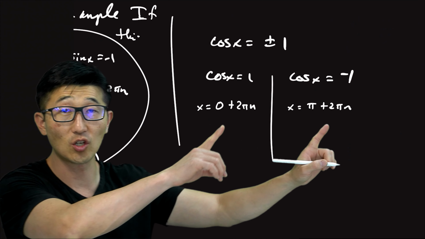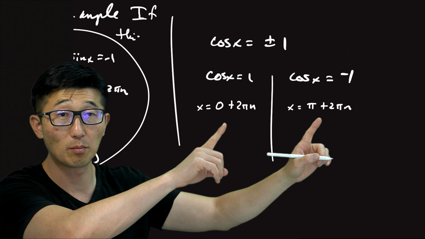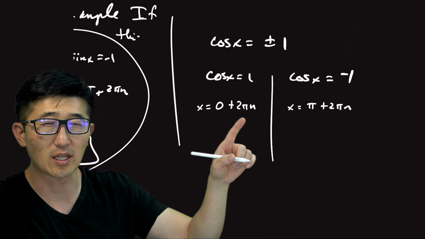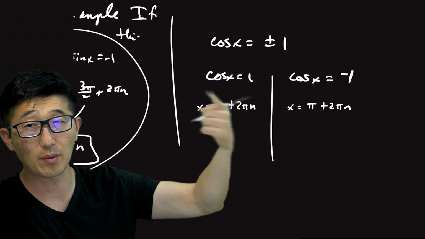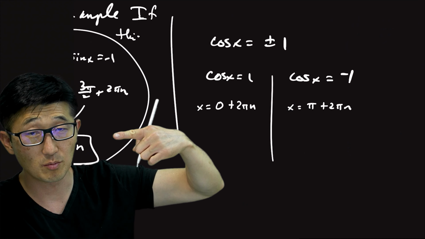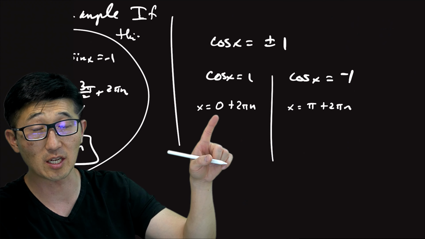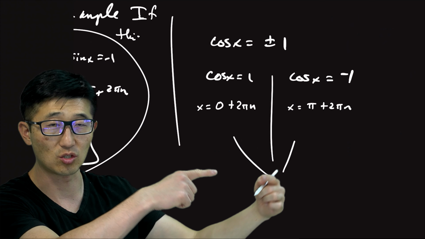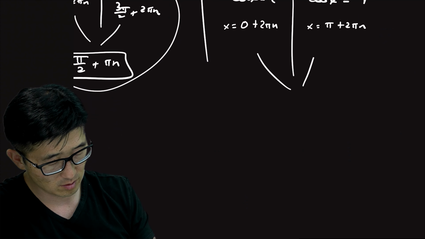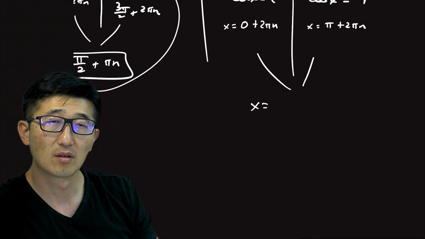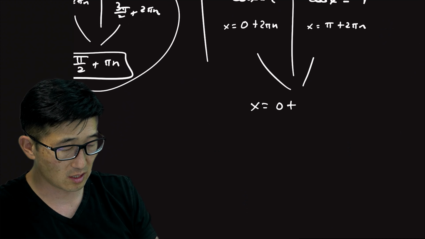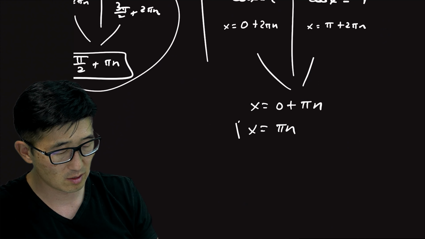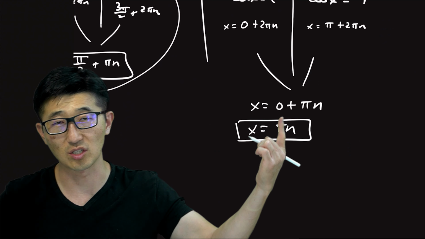Now if you saw this in your work, can you combine these two? This is 0 plus 2 pi n, that's all the way around. This is starting at pi and going all the way around. But can I just start at 0 and keep on adding by pi instead? So how would you combine these two? Would it be just 0 plus pi n? Yes, that's right. And then eventually you can just say it's just pi n. Adding 0 is just nothing, right?